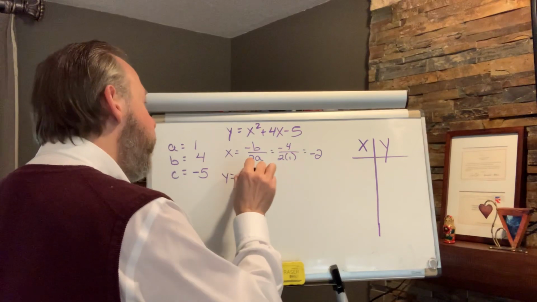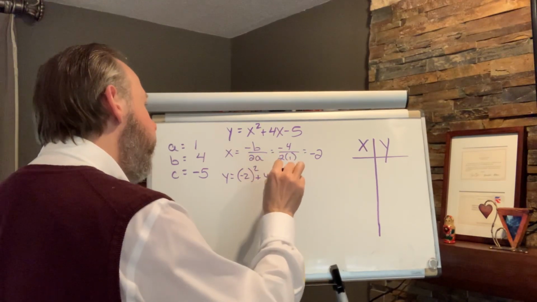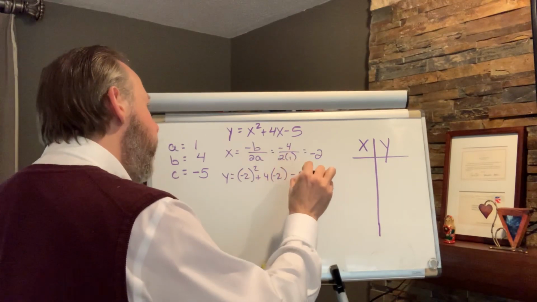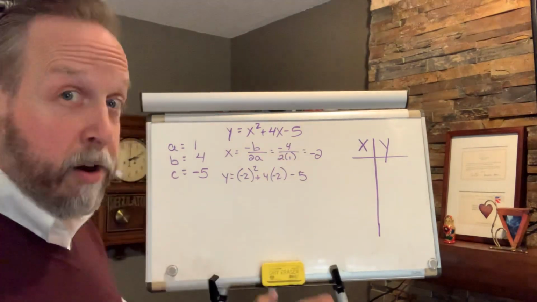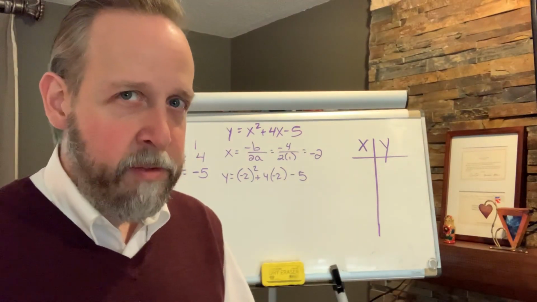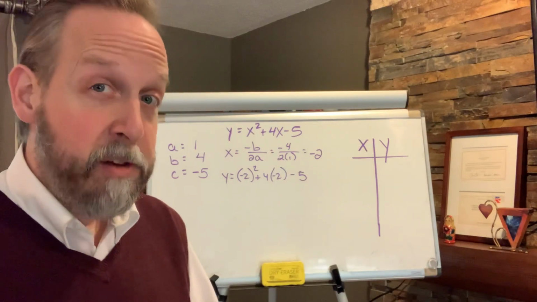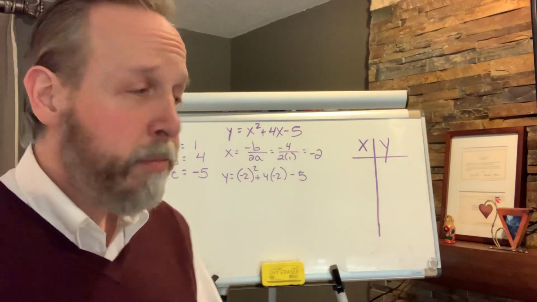So y equals parentheses negative 2 squared plus 4 times parentheses negative 2 minus 5. Again, I'm going to harp on the whole parentheses thing. If you're plugging in a negative value for the purpose of squaring it and you don't use parentheses in your calculator, it will be wrong.